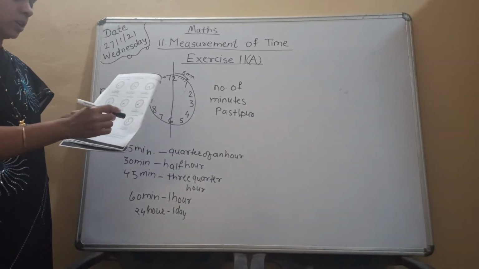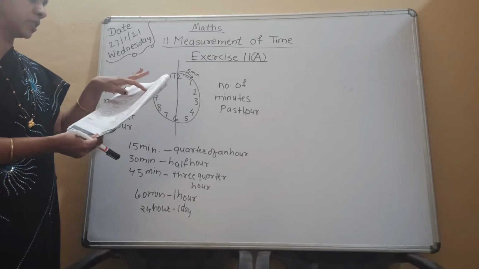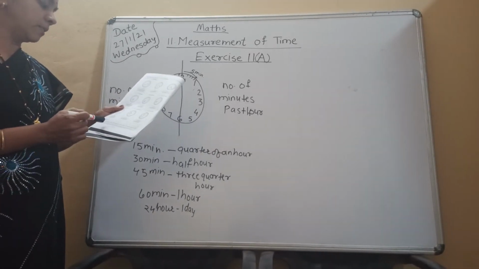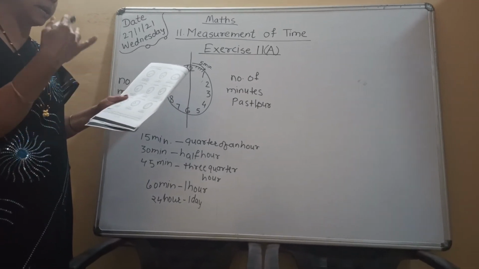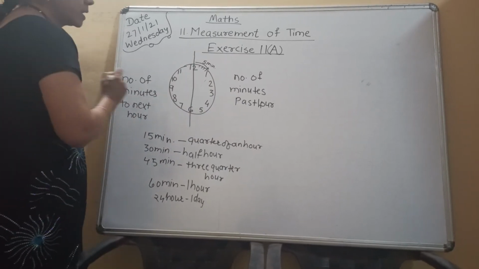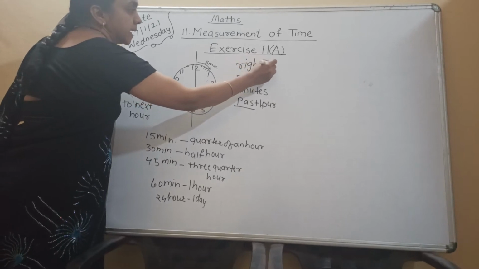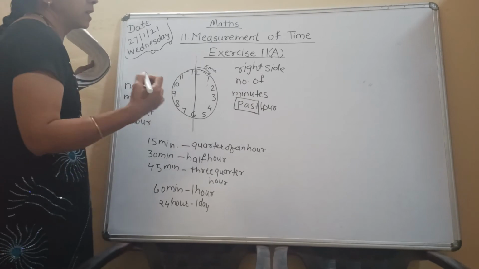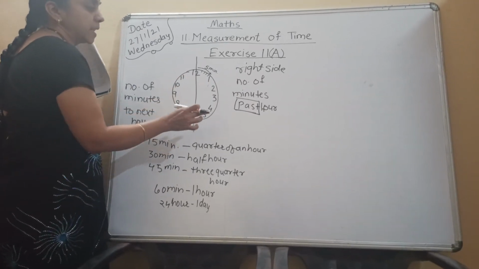Okay, so that is all about all these pictures of this clock. Okay, so remember, when the minute hand is on the right side of the clock, we use the word past. Right side. See here, this past. This word is very important. This is the right side, and we use this word past. 12 past 5 or 3 past 10, like this.